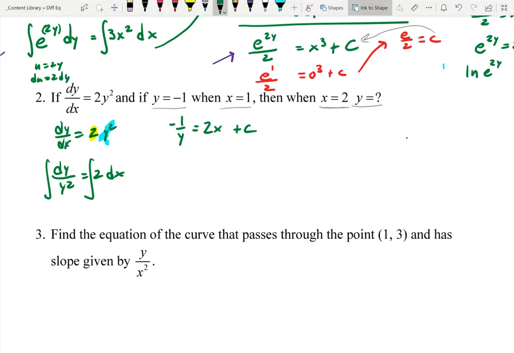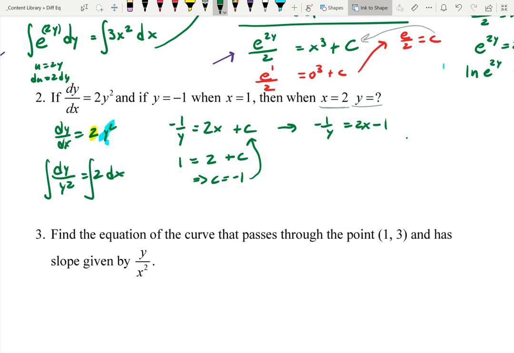All right. Next step, solve for c. So I'm going to substitute in negative 1 for y, positive 1 for x, and I'm going to determine that c must be equal to negative 1. Substitute that back in up here, and that will lead me to negative 1 over y is equal to 2x minus 1.